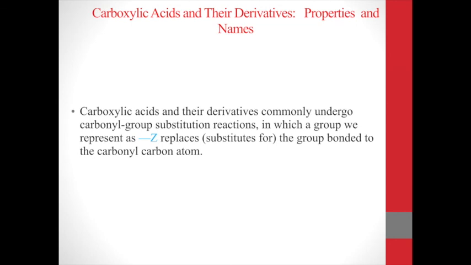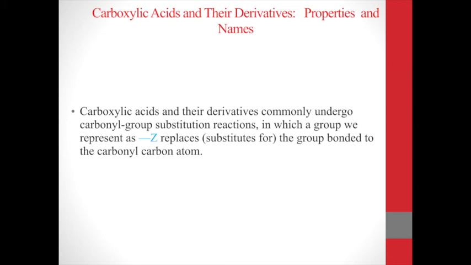Because all of these have a carbonyl group attached to an electronegative atom, they are going to undergo a substitution reaction. They're called carbonyl group substitution reactions.